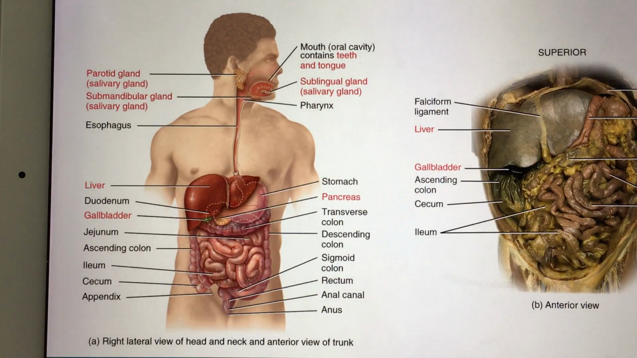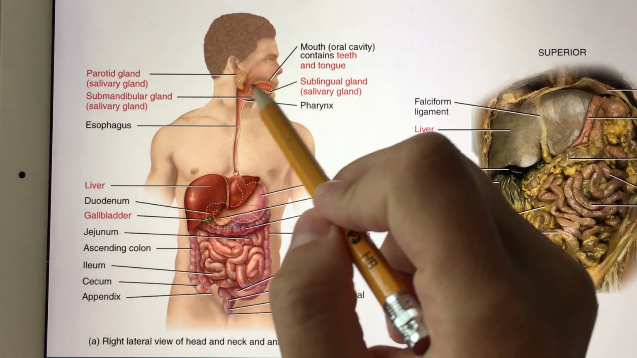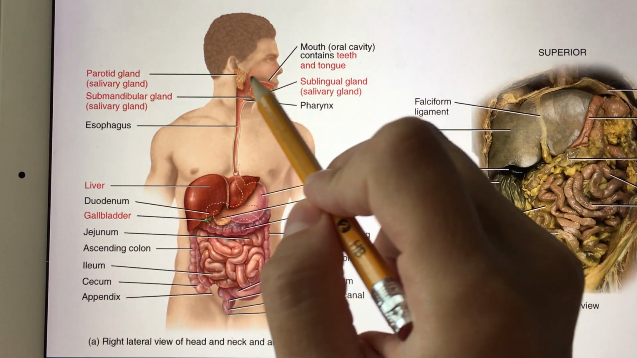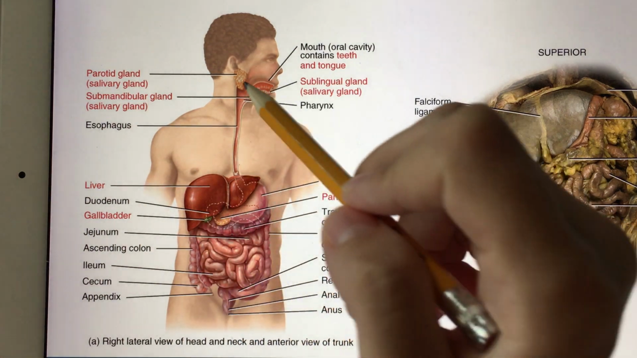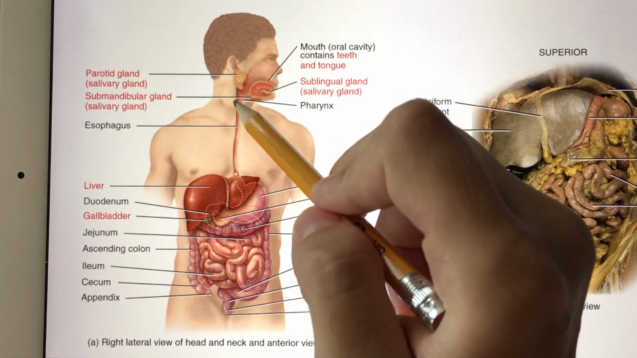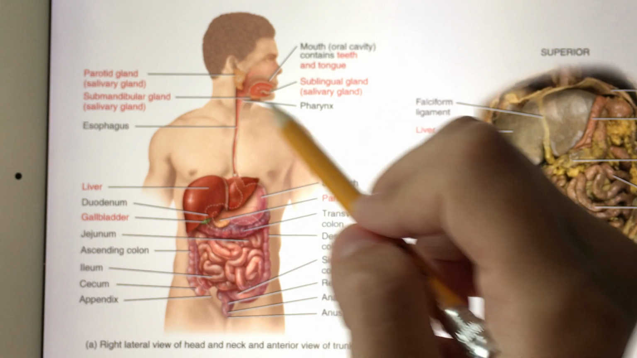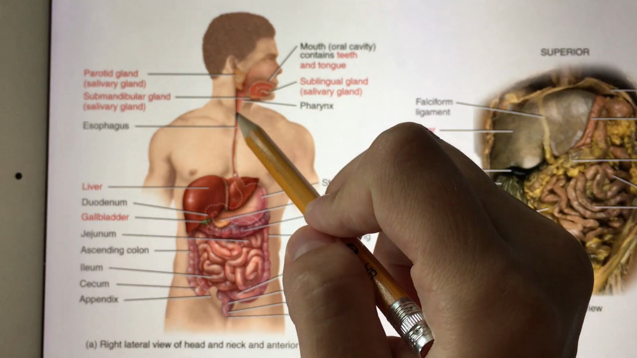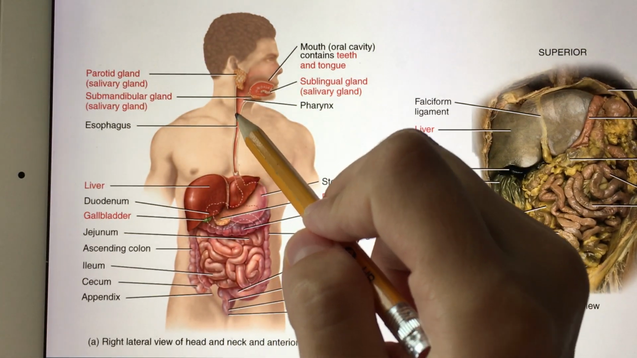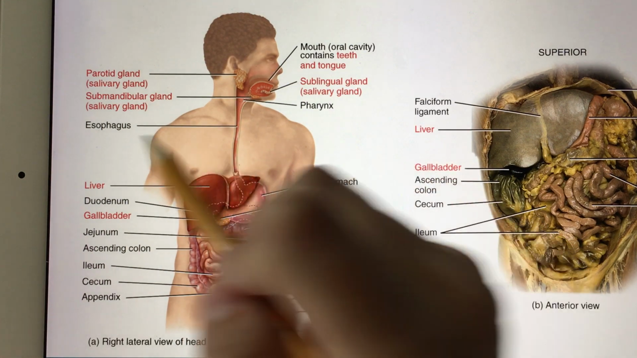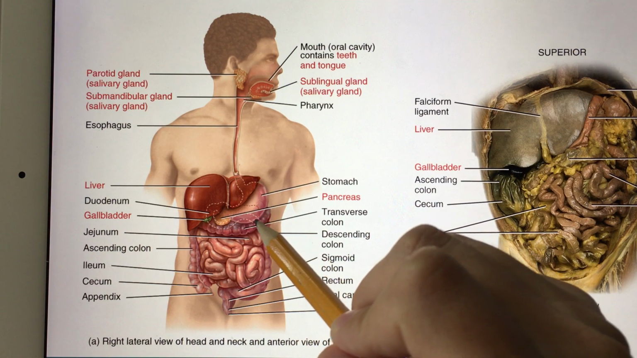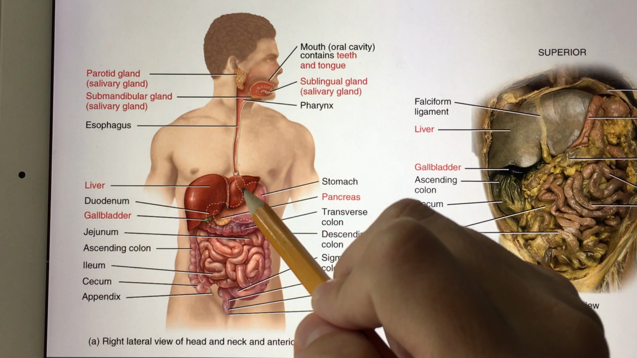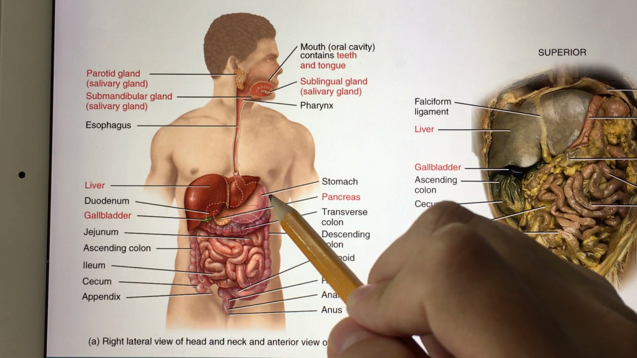Okay, so first, the GI tract begins from the mouth. This is where food goes for chewing and digestion. Then we have the throat, called pharynx. Next, the pharynx becomes continuous with this tube called esophagus. Esophagus leads to the stomach. The stomach is the J-shaped organ on the left side of the body.